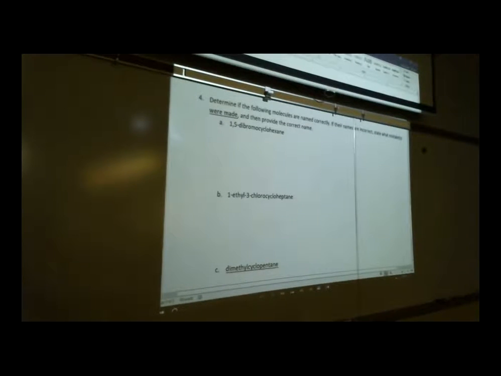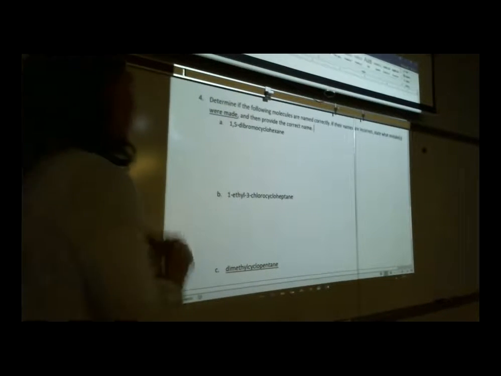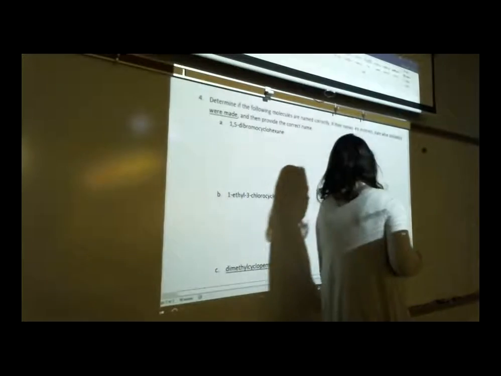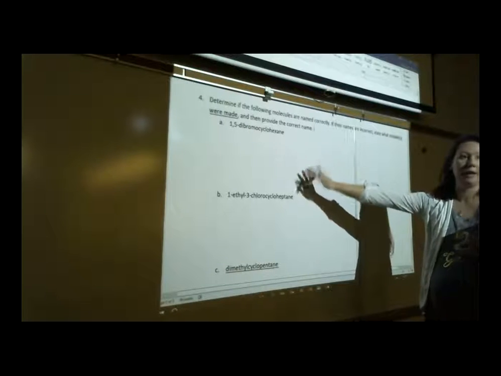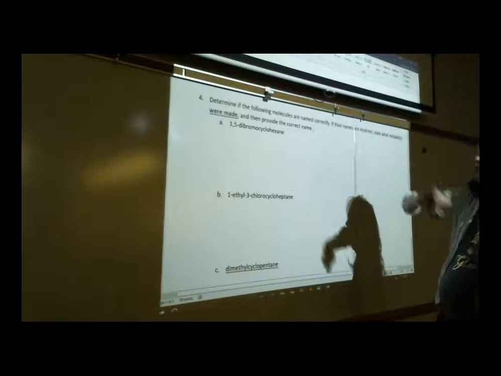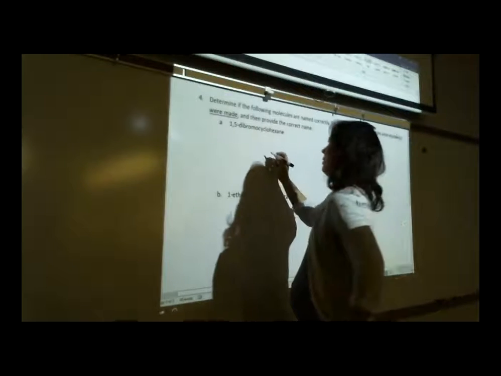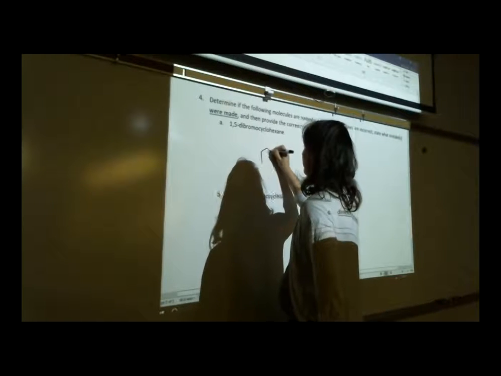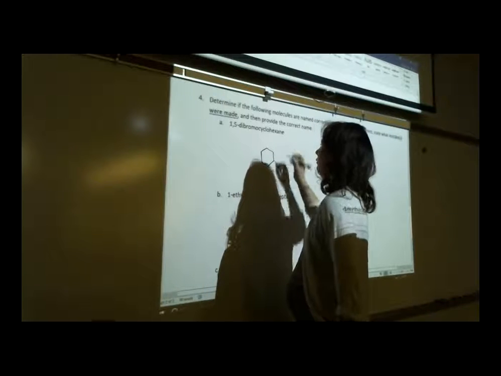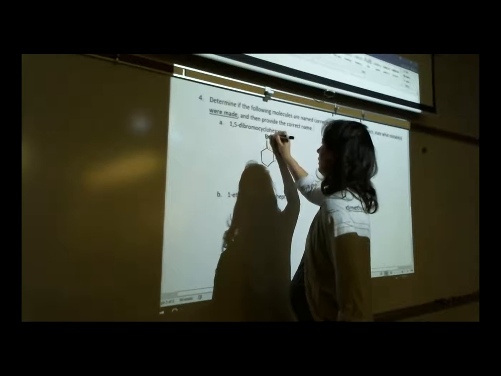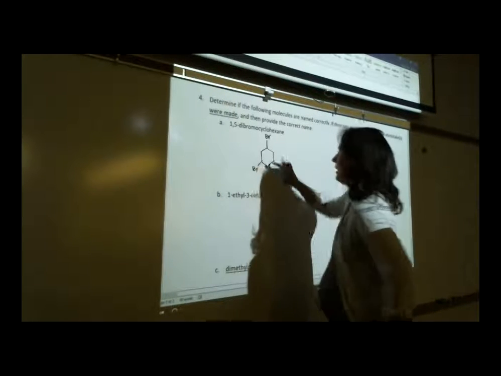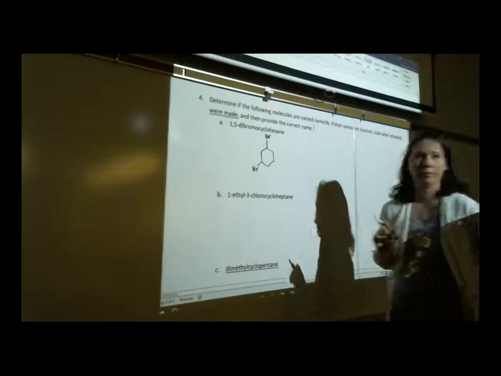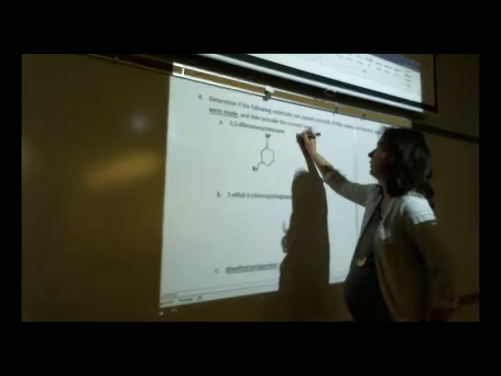For the next, we're deciding if they were named correctly. If the names are incorrect, what mistake did the student make? And then fix it. So first thing we do is we draw it as written, and then name it, and then see if the name that we came up with matches the name that we were given. So cyclohexane would be a 6-membered ring. 1, 5, 1, 2, 3, 4, 5. Is that the correct name for this molecule? No, that's incorrect.